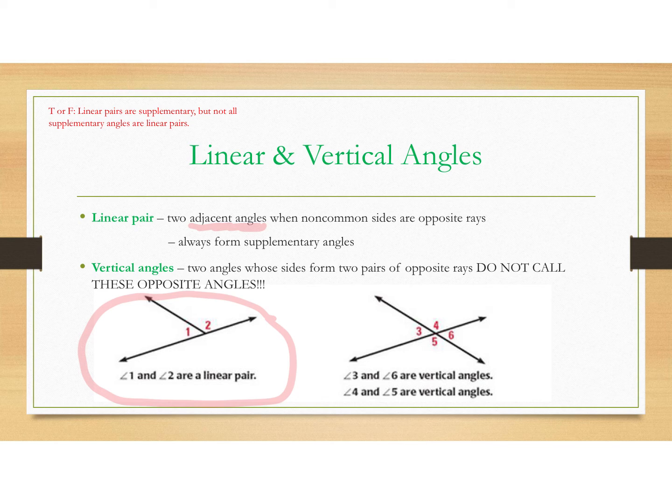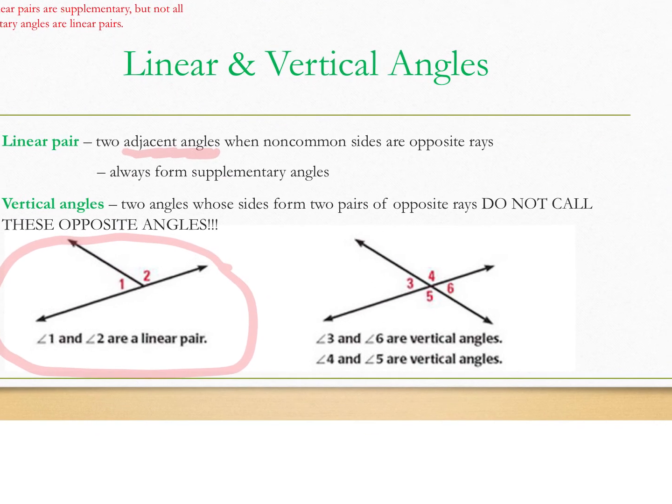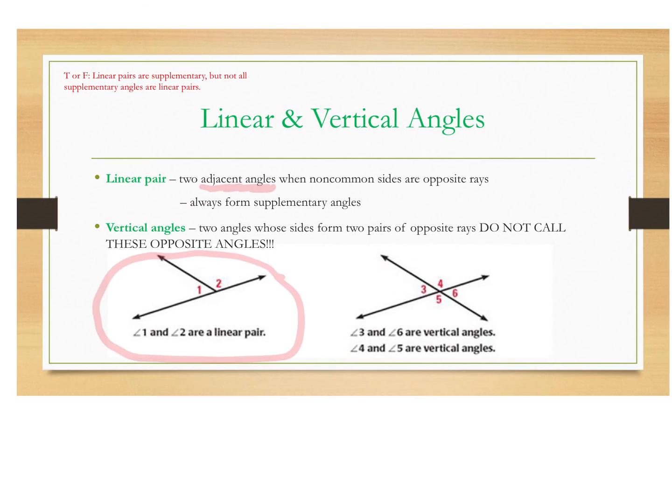Vertical angles happen when two lines cross each other. They're like directly opposite each other. For example, 3 and 6, do you see how they lie exactly opposite each other? Those are vertical angles. We are not going to call them what? What did I put in all caps? Do not call them opposite angles, okay? They are vertical angles, but they do lie opposite each other. So 3, 4, and 5 are vertical, and 3 and 6 are vertical.